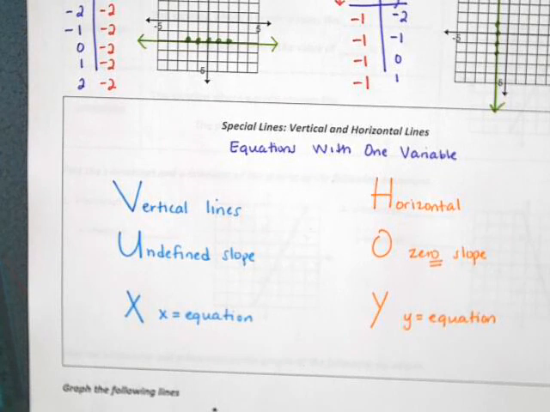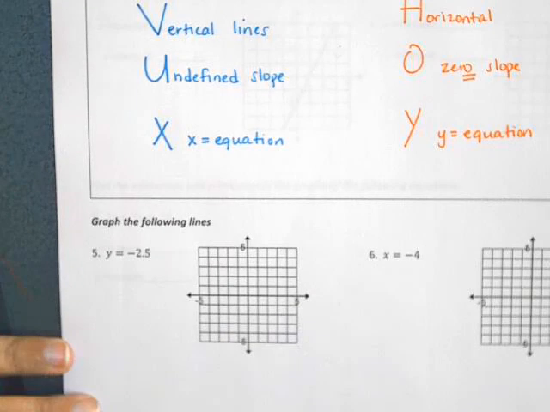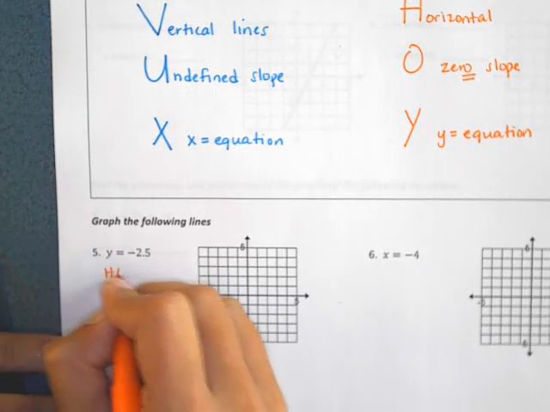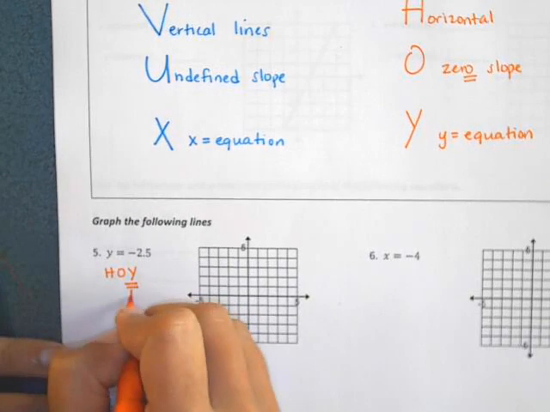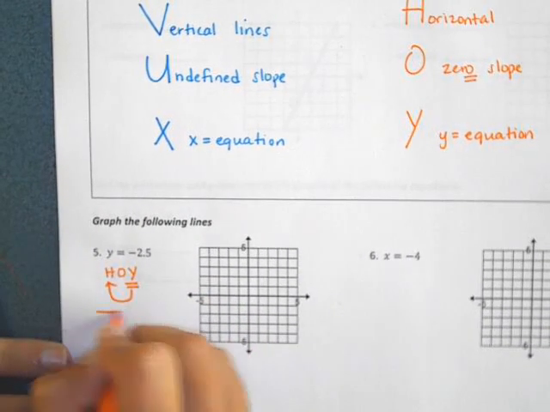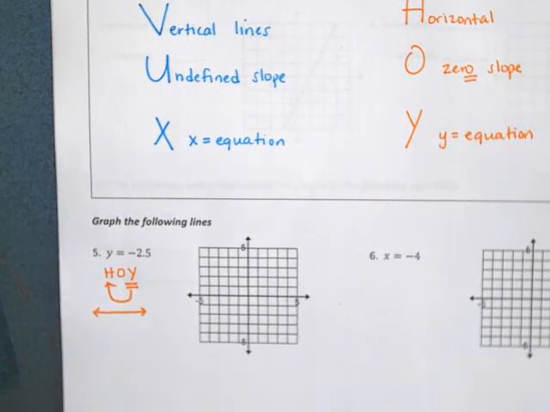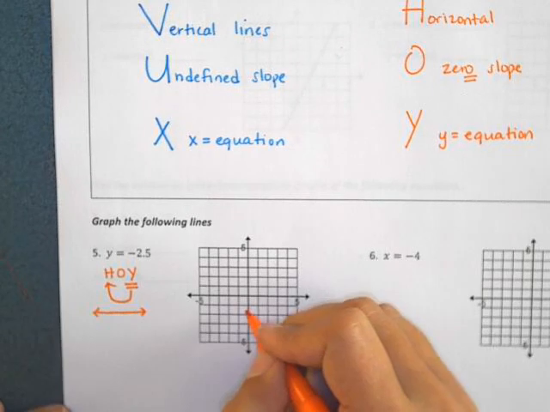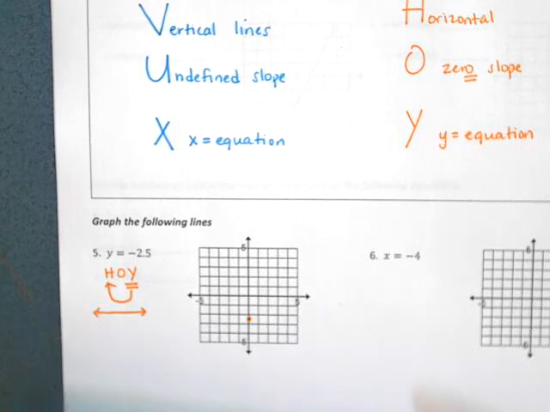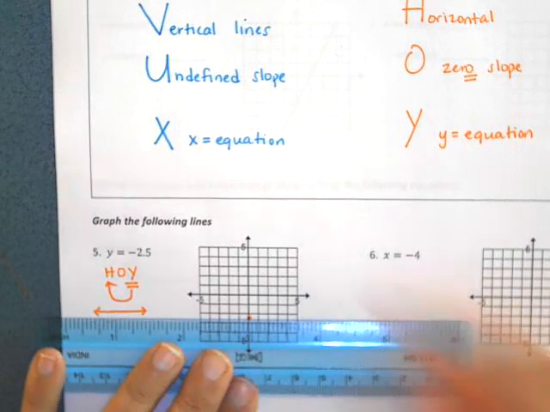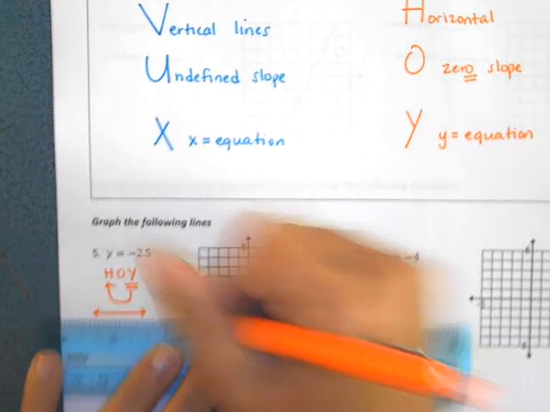So let me show you an example. In problem number 5, we have y equals negative 2.5. So we're going to think about the magic word hoy. If our equation only has a y, then that means it's going to be a perfectly horizontal line. And it's going to be located where the y value is negative 2.5. So on the y-axis, I'm going to go down to the negative 2.5 and draw a perfectly horizontal line there.